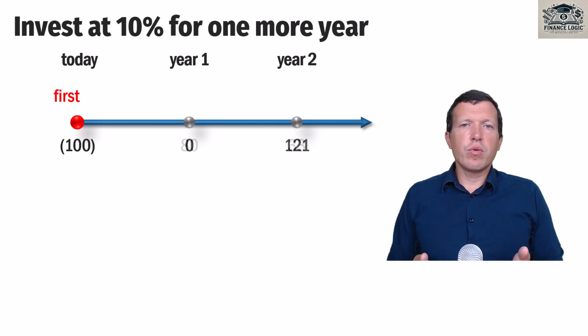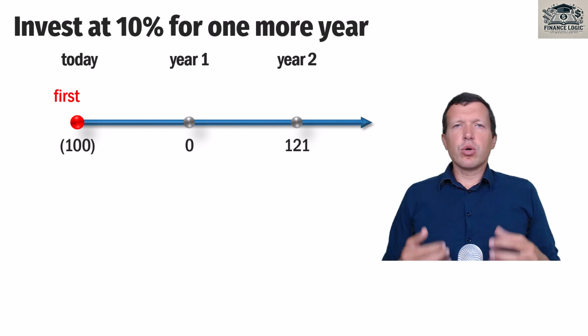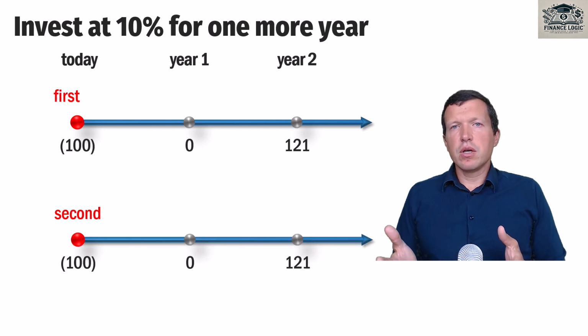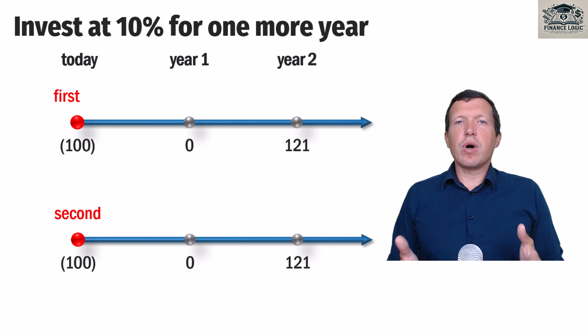So in total we have the following cash flow pattern. We have 0 in year number 1 and we have 121 at the end of year number 2. So assuming that we reinvest the intermediate cash flow at 10%, our cash flow patterns in both projects are absolutely the same. And that is why IRRs are the same.